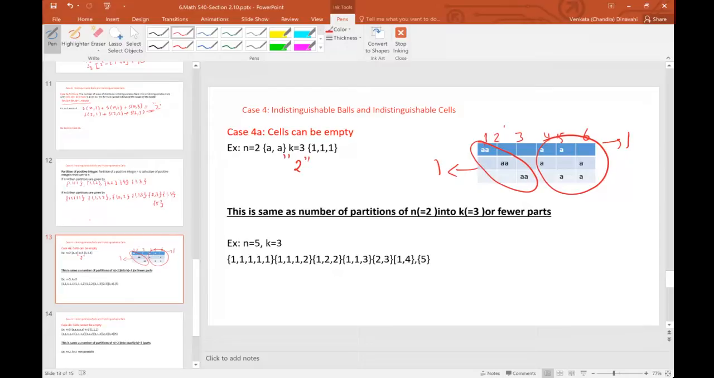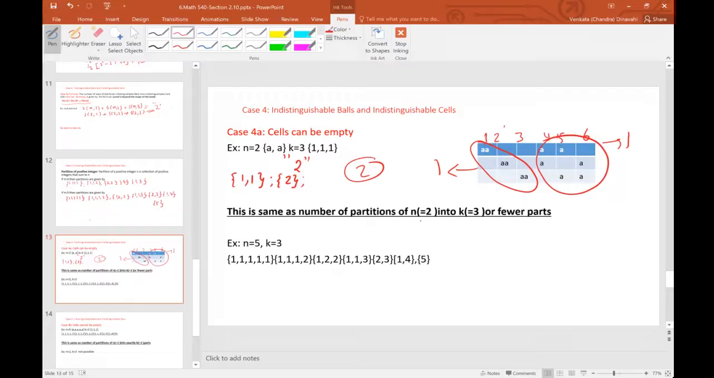What are the partitions of 2, from the previous example? I can have 1, 1, that is one partition. I can have simply 2 by itself, that is one partition. There are only 2 partitions of 2, and this partition has 2 parts in it, and this partition has 1 part in it. So each has 3 or fewer parts, so the total is 2 different partitions. So the final answer is 2 for us. This represents 1 ball in each of 2 cells, 1 comma 1, with 1 cell being empty. And this partition represents 2 balls in one cell and the other 2 cells being empty.